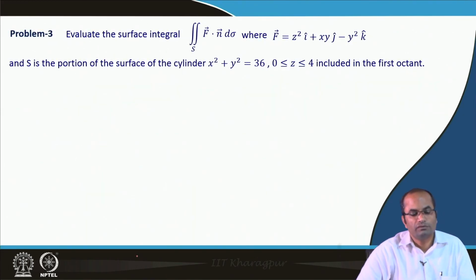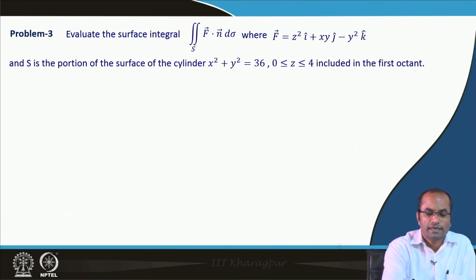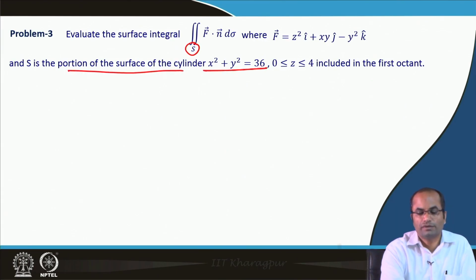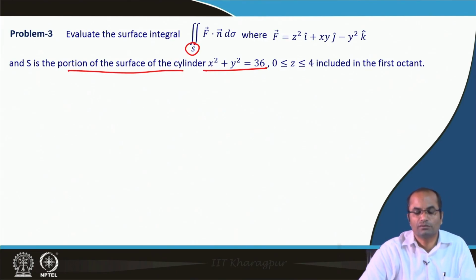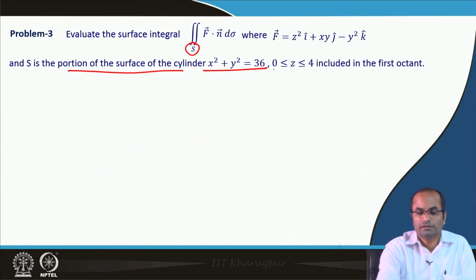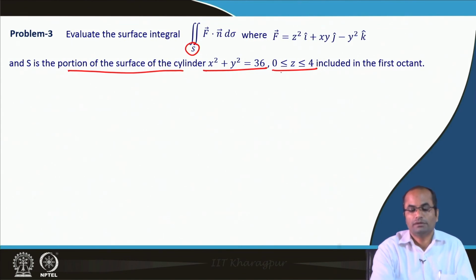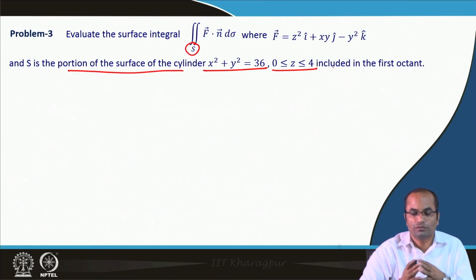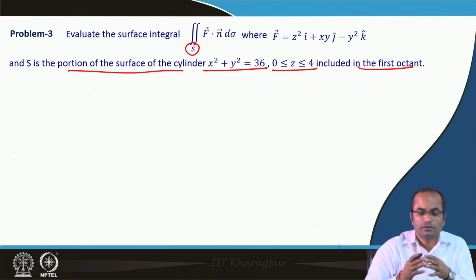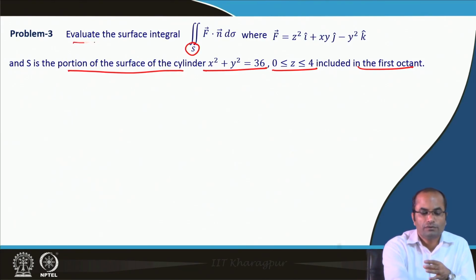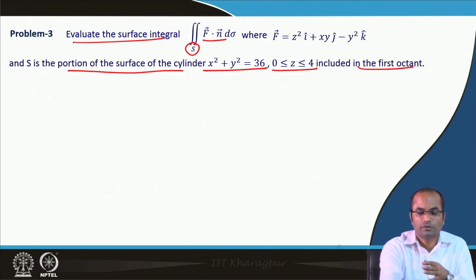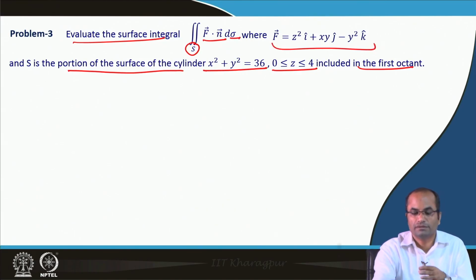Okay, so, another example where we will evaluate this surface integral over S. S is a portion of the surface of the cylinder. We have again a cylinder, x squared plus y squared is equal to 36, and the axis is parallel to the z axis. The z is varying from 0 to 4 and it is included in the first octant. Here we want to evaluate the surface integral of f dot n d sigma, where f is given by this expression.